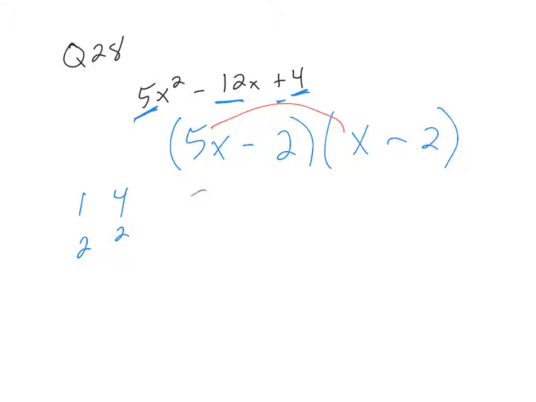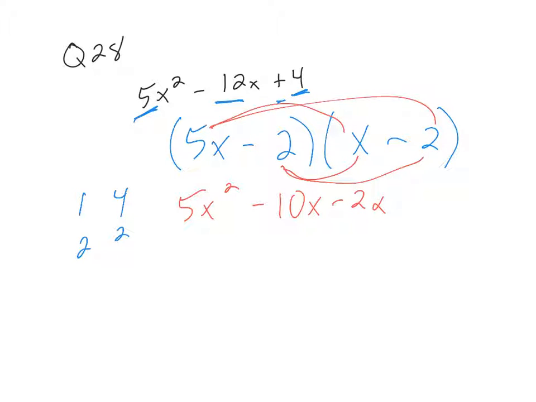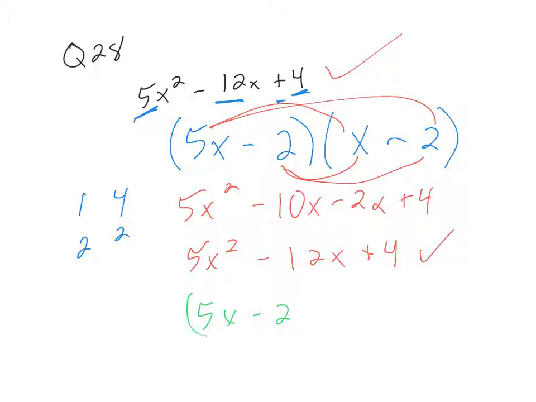5x times x is 5x squared. Outer, 5x times negative 2 is negative 10x. Inner, negative 2 times x is negative 2x. And last, negative 2 times negative 2 is positive 4. Combine these together. Negative 10 minus 2 is negative 12x plus 4. Same thing as we started with. So that means my final answer is 5x minus 2 times the quantity x minus 2.